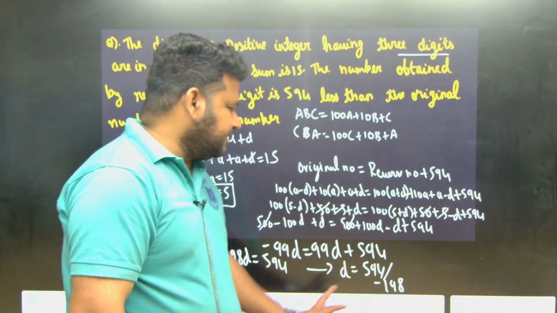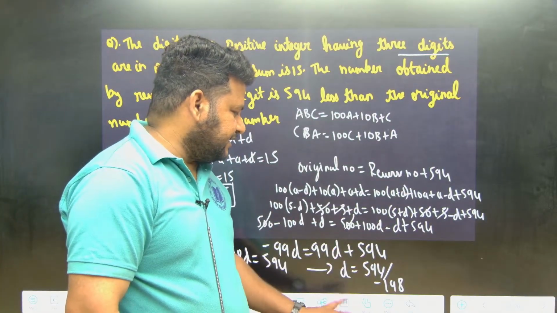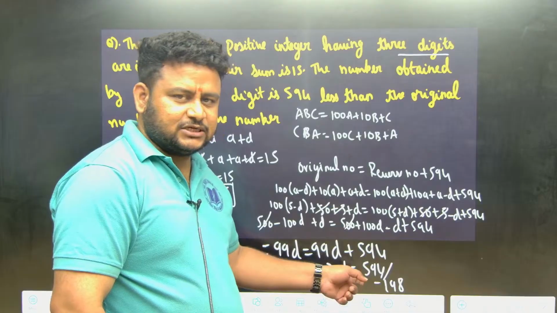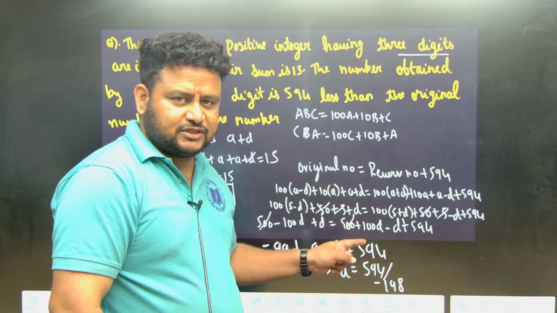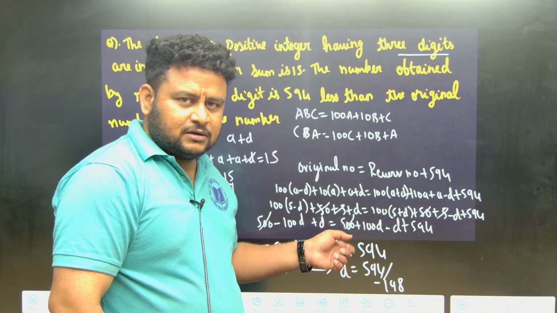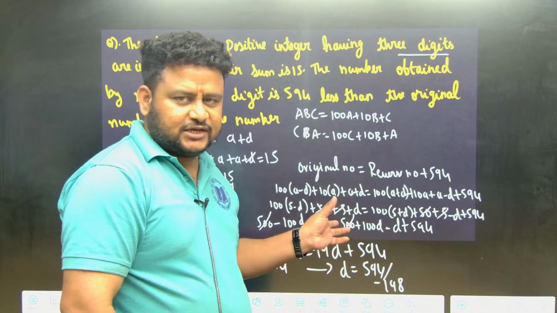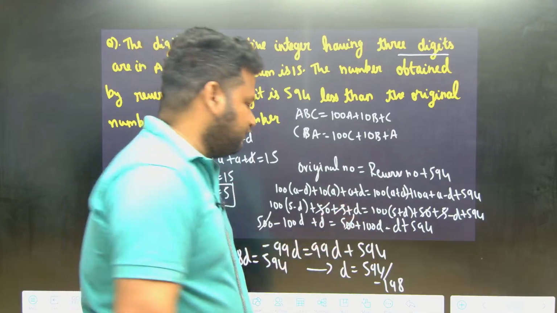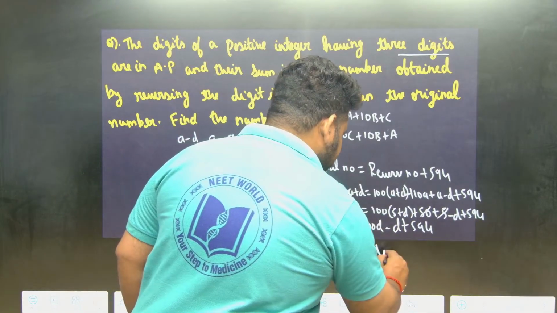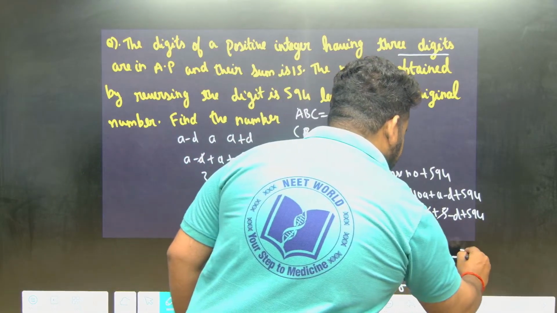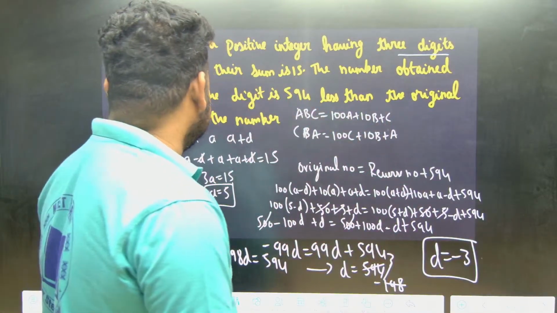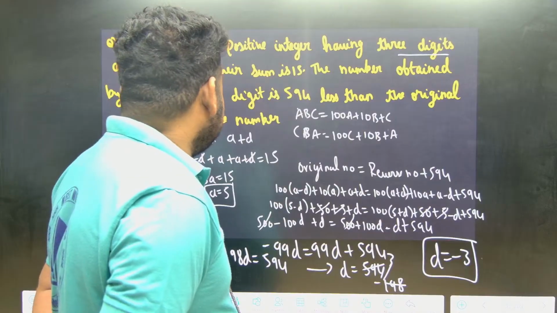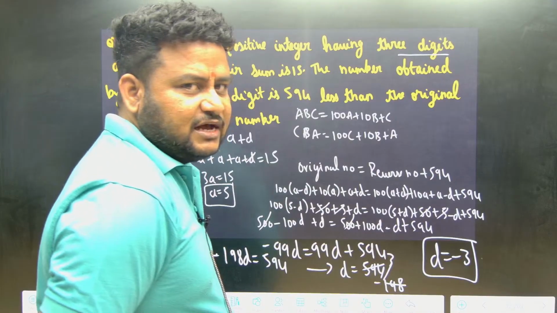So 198 into 3, that is 200 minus 2 into 3, which is 600 minus 6, that is 594. 198 ones are 198, threes are 594. We will get the value of d as minus 3. We got the value of d as minus 3. They are asking find the number. That means we have to find the original number.